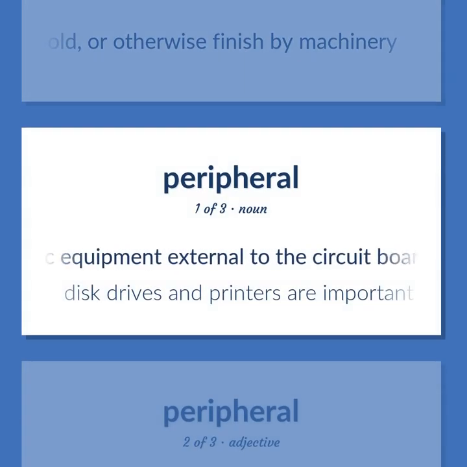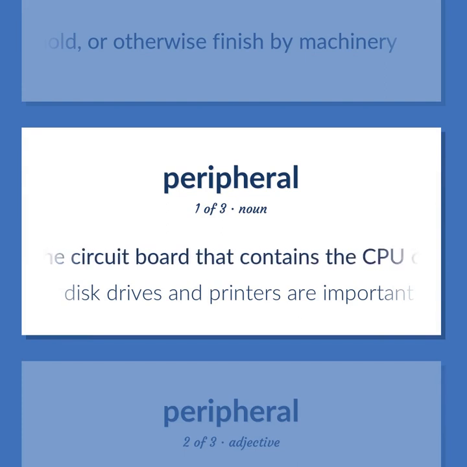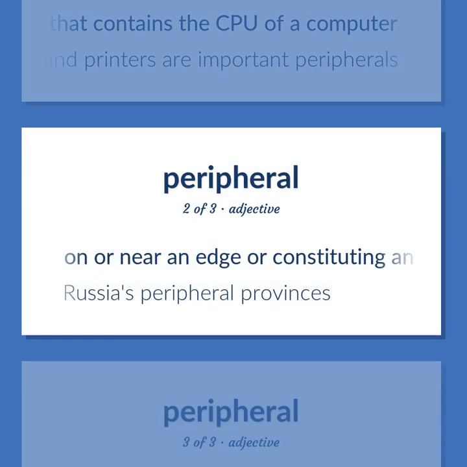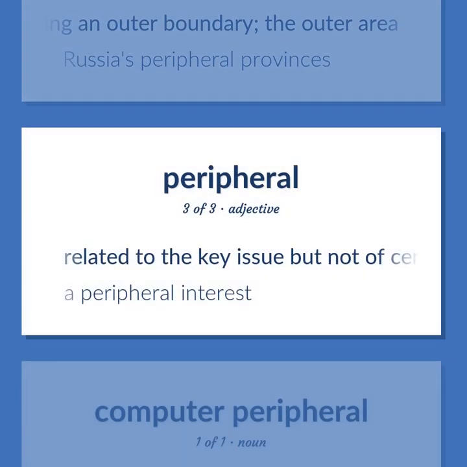Electronic equipment external to the circuit board that contains the CPU of a computer. Disk drives and printers are important peripherals. On or near an edge or constituting an outer boundary, the outer area. Russia's peripheral provinces. Related to the key issue but not of central importance. A peripheral interest.